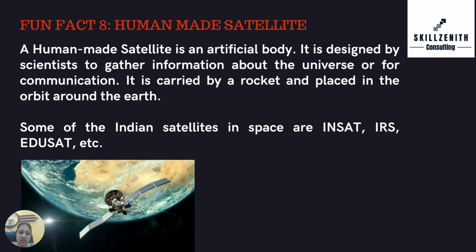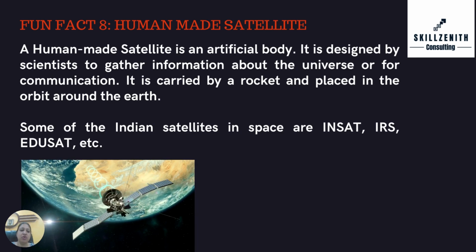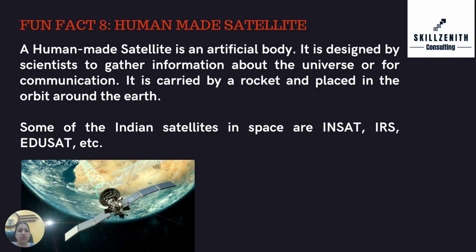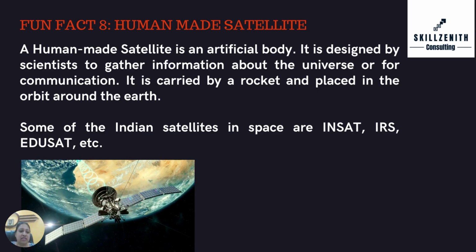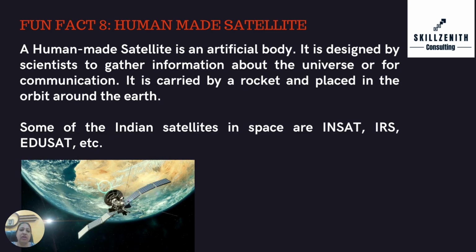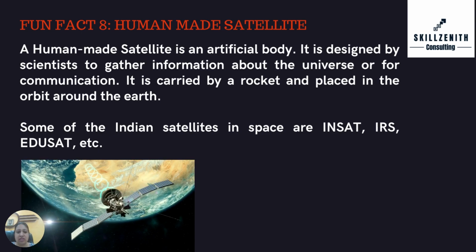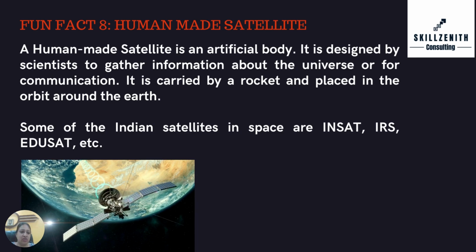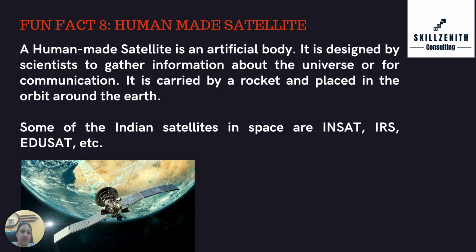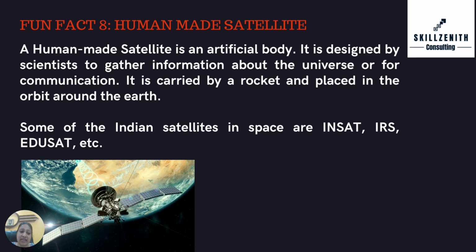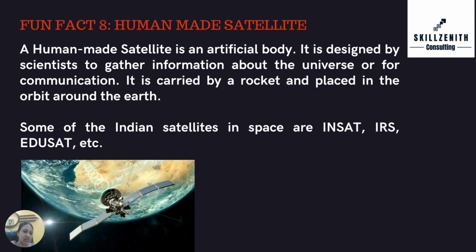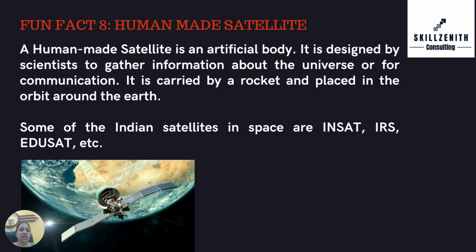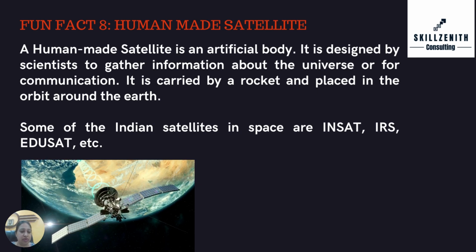So why do we place it in space? Because we want to know more about the universe. We want to learn about it. So that's why these satellites are made and sent to space. It is carried by a rocket and placed in orbit around the Earth. So the rocket carries it outside the Earth, and then it keeps rotating around the Earth, and it gathers information.